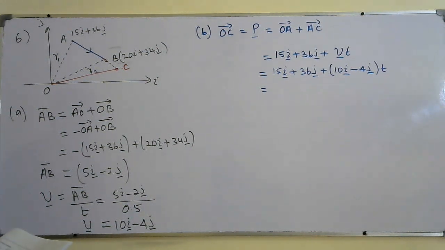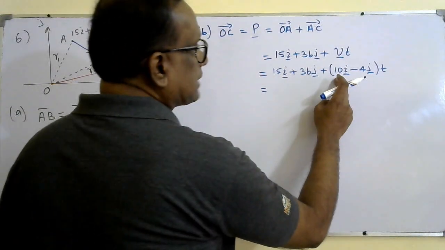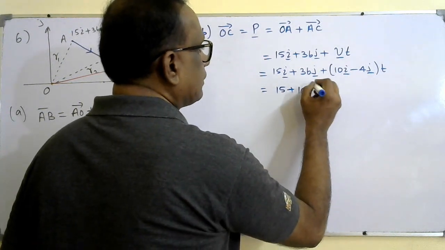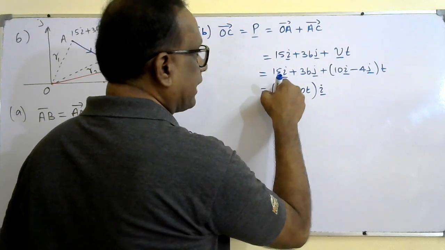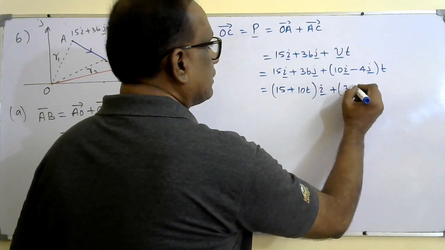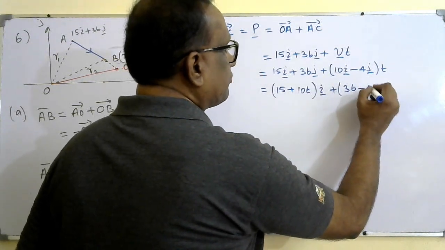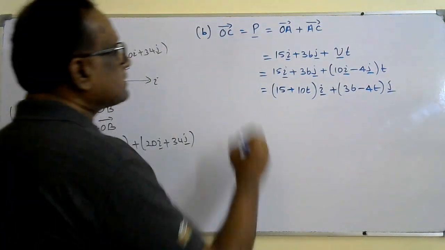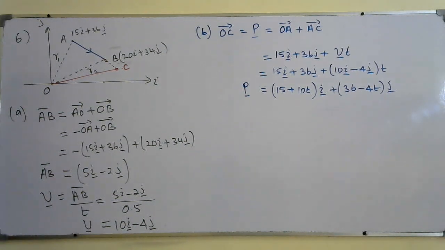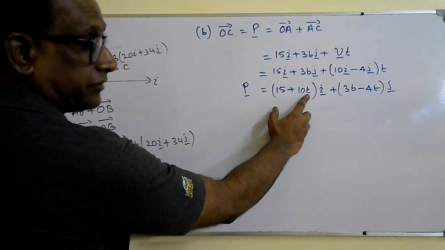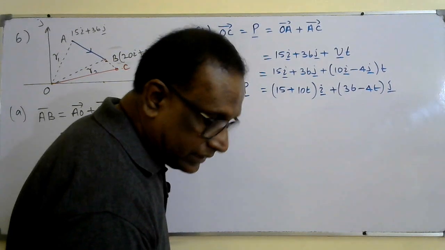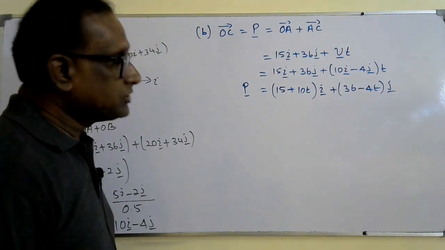So you will end up with 15I plus 10TI, so 15 plus 10T, I, plus 36J minus 4TJ. Am I correct? That's the position of P at time T. If you want to check whether I am correct, for T put half an hour and check whether we are getting B, just to check. They are not asking for it.